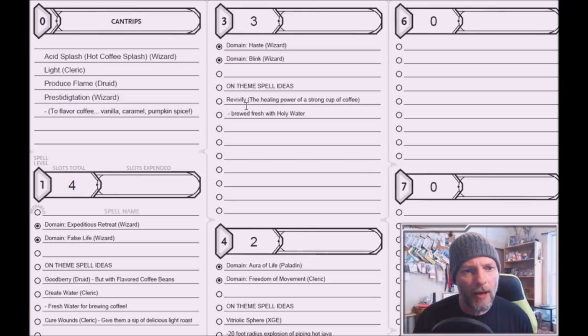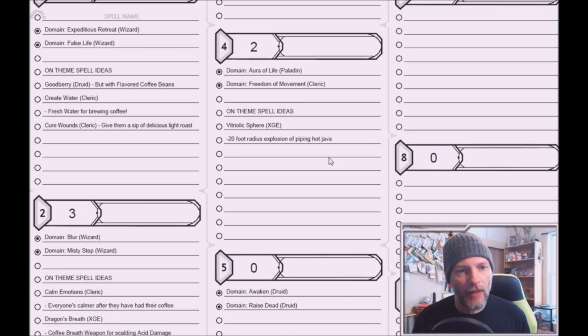Possibilities for level 3 spells on theme: Revivify, the healing power of a strong cup of coffee, brewed fresh with holy water. 4th level, some more on theme ideas. Again, the domain spells are listed here that you can look at. These are always prepared when you're able to cast them at that level.